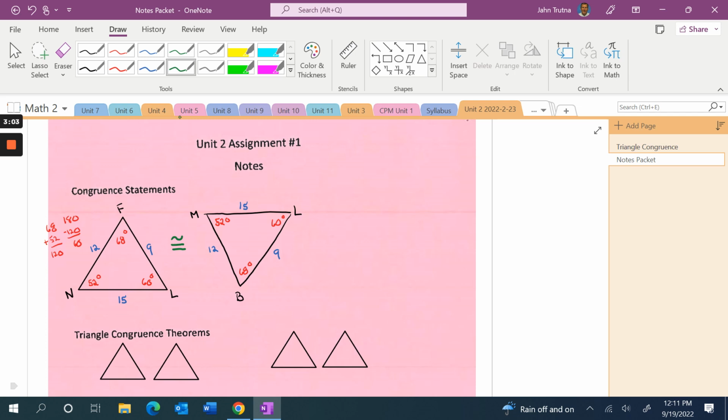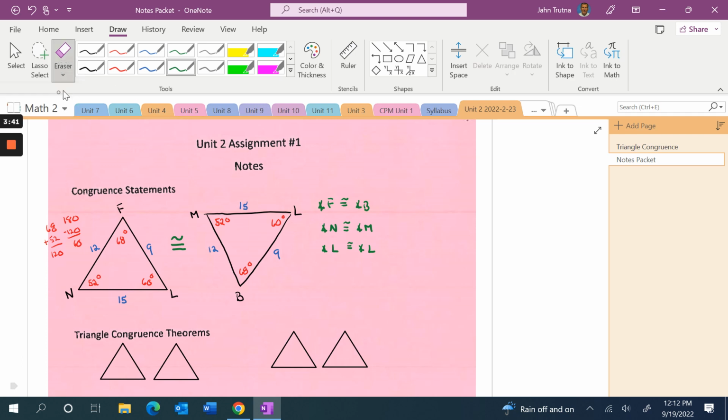Okay? Notice that we can see that angle F is the same or congruent with angle B. Also, angle N, which is 52 degrees, is congruent with angle M, which is also 52 degrees. And notice that angle L, which is 60 degrees, is congruent with the other angle L, which is also 60 degrees. Okay?